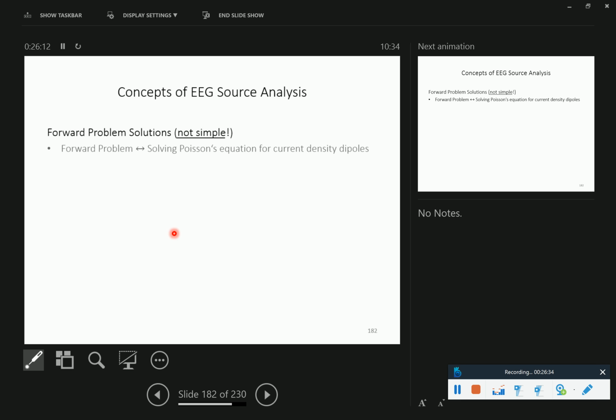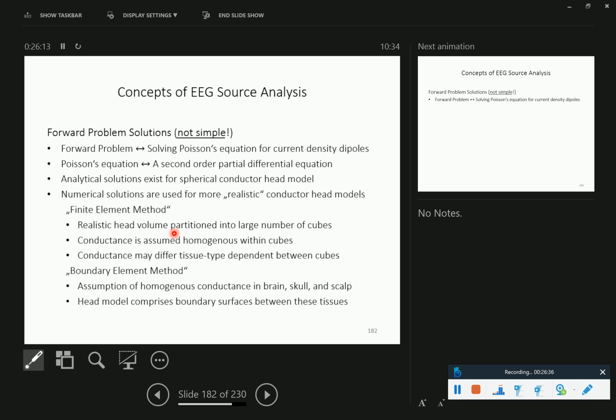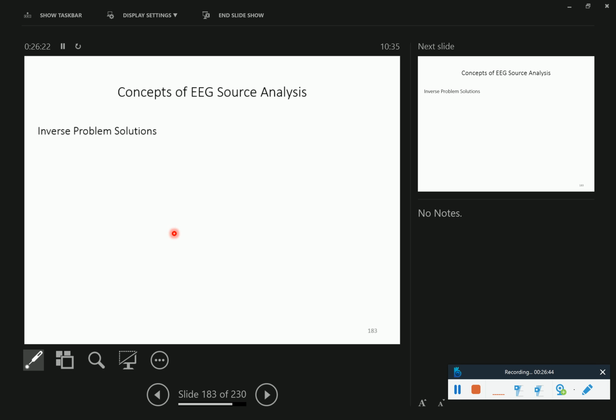To formally introduce that, of course, would now need a digression to partial differential equations, which we will not do. Questions about the forward problem? No.